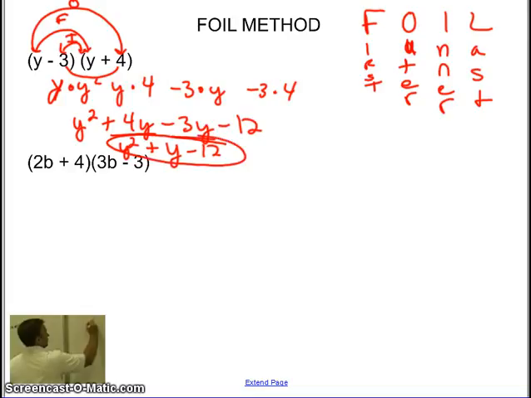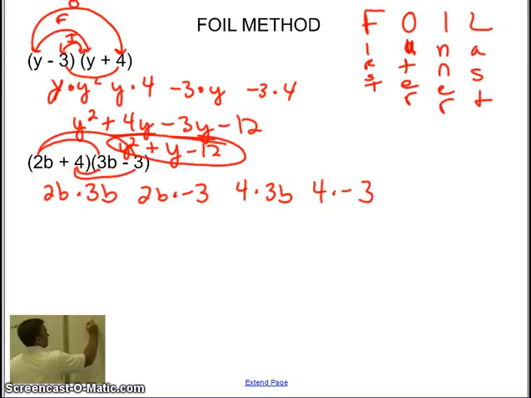Okay, again, now we have a binomial 2b plus 4, and then 3b minus 3. We do the first of each, 2b times 3b. We do the outer, 2b times -3. We do the inner, 4 times 3b, and we do the last, 4 times -3.